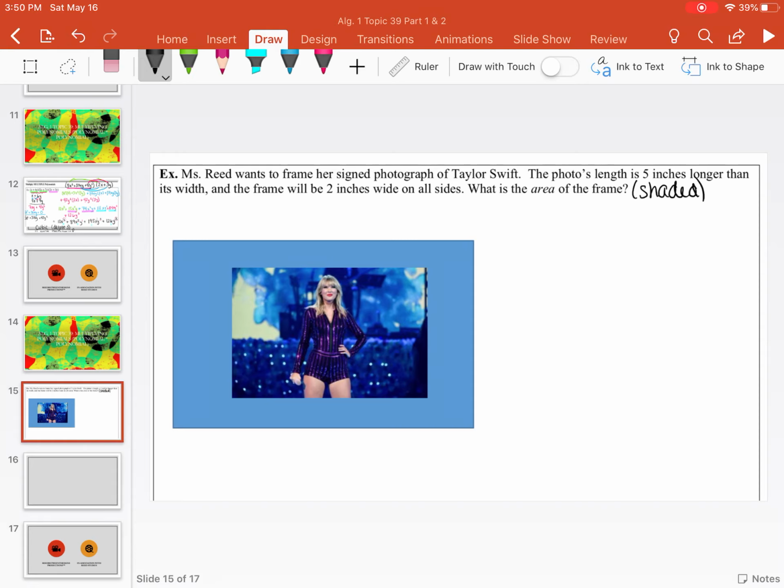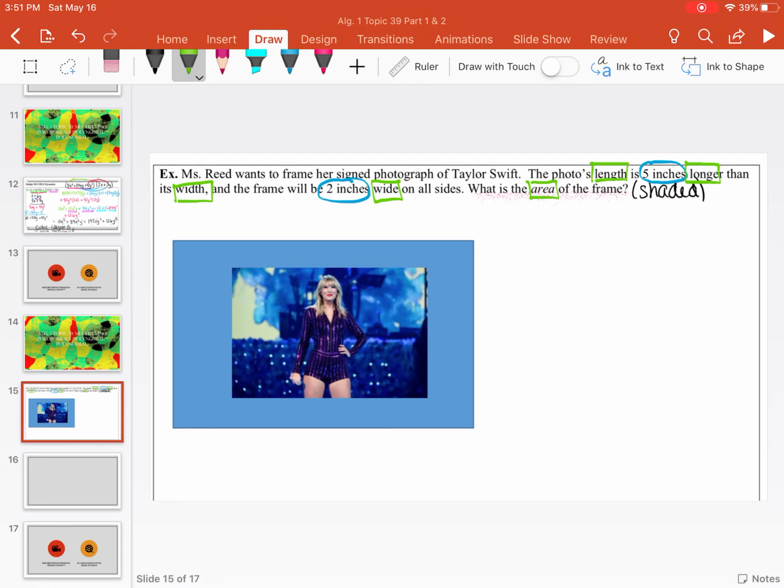Now before we get started, let's do CUBES. So we're going to circle the numbers, 5 inches, and notice I'm also circling the units here because that's really important, and also 2 inches. Our question is, what is the area of the frame, that we're underlining. And then we're going to box any important words that we see. The photo's length is 5 inches longer than the width, and the frame will be 2 inches wide on each side. And we want to find the area.